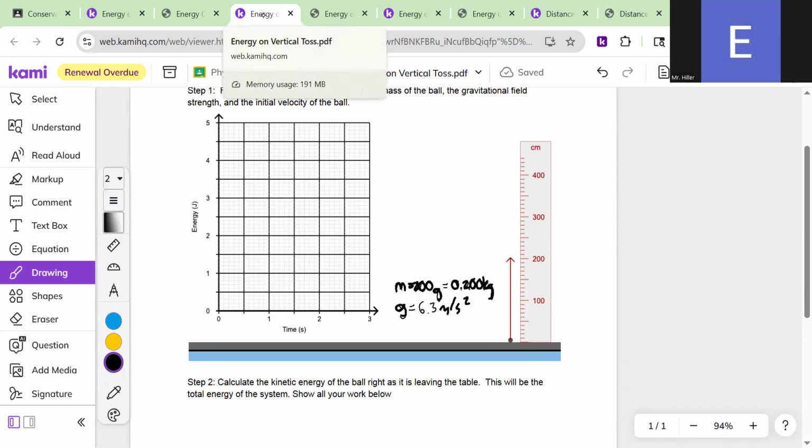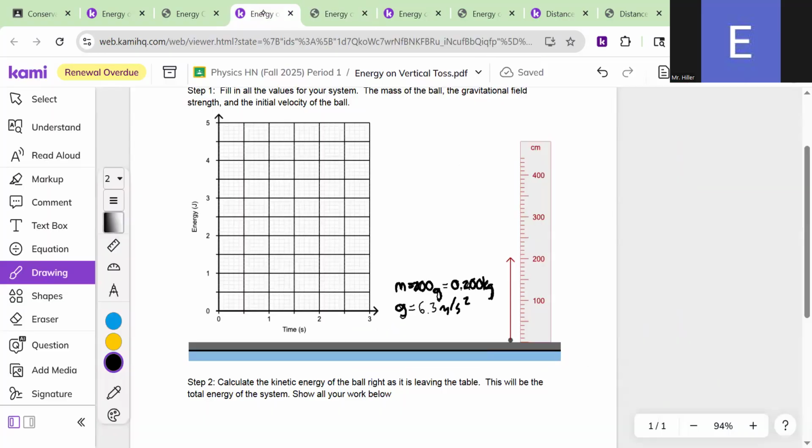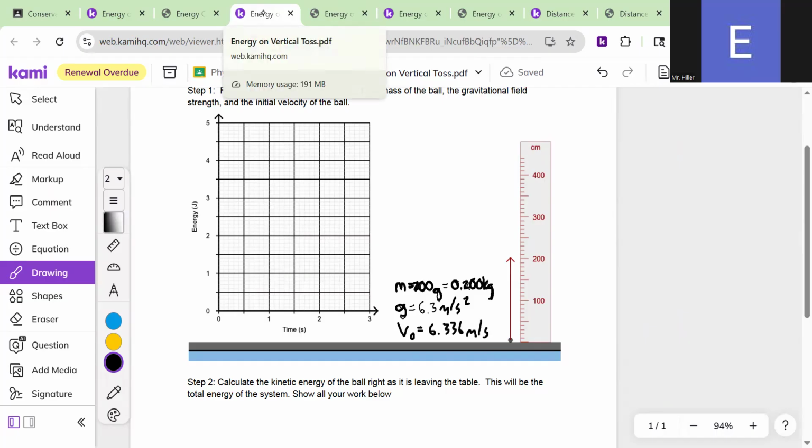There we go. Sorry, it's going to drive me a little crazy. Okay, and then my speed, 6.336, it's going to be my v naught, 6.336 meters per second.